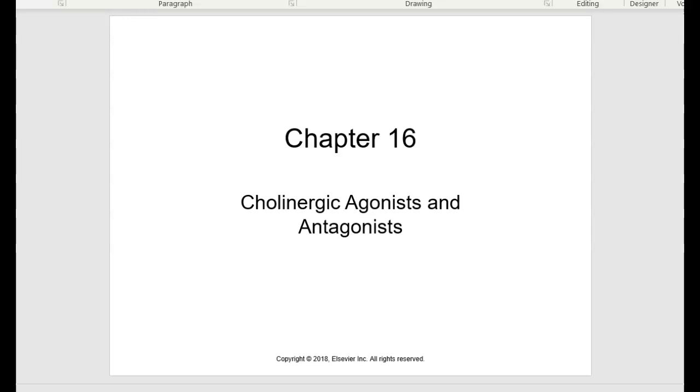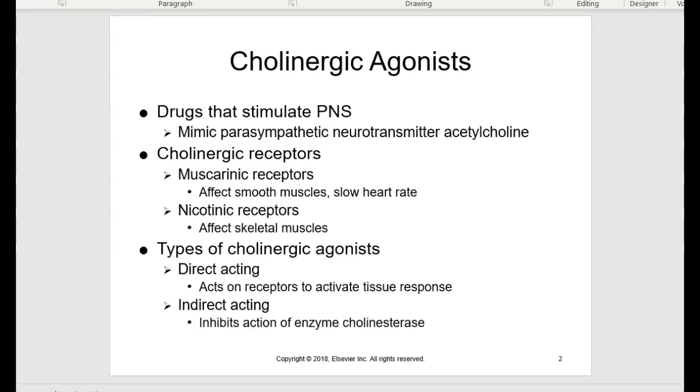This lecture will go over Chapter 16, cholinergic agonists and antagonists. It begins on page 211. So first we'll start off with cholinergic agonists. Cholinergic agonists are drugs that stimulate the parasympathetic nervous system. They mimic the parasympathetic neurotransmitter acetylcholine.